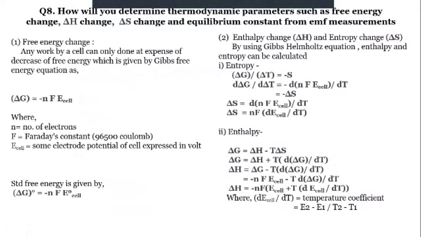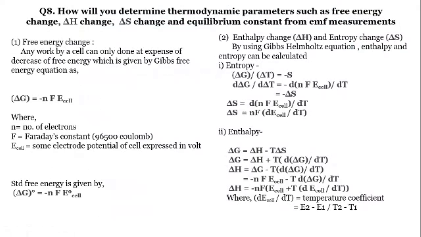How will you determine the thermodynamic parameters such as the free energy change, delta H change, which means the enthalpy change, delta S change, which is nothing but the entropy change, and equilibrium constant from the EMF measurement? How will E cell be useful in determination of these parameters: free energy, enthalpy, entropy, and equilibrium constant? First of all, we will talk about free energy change.